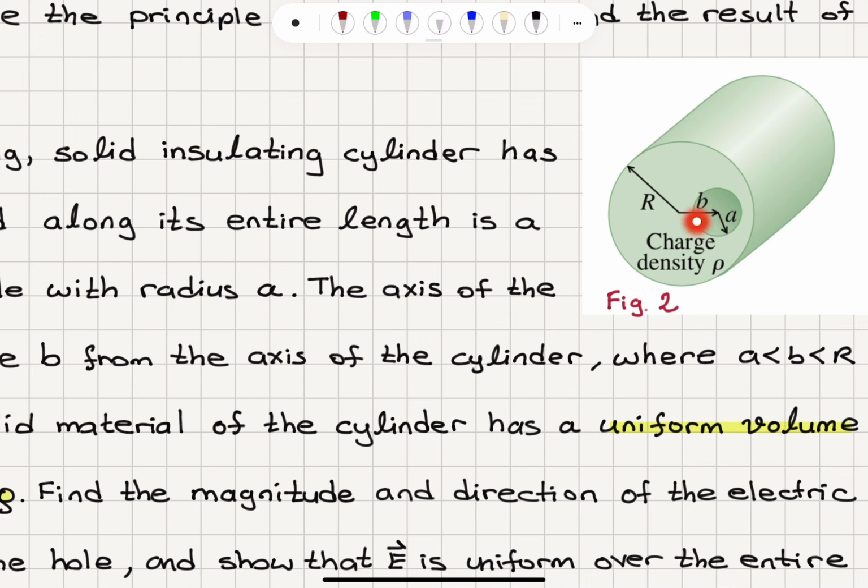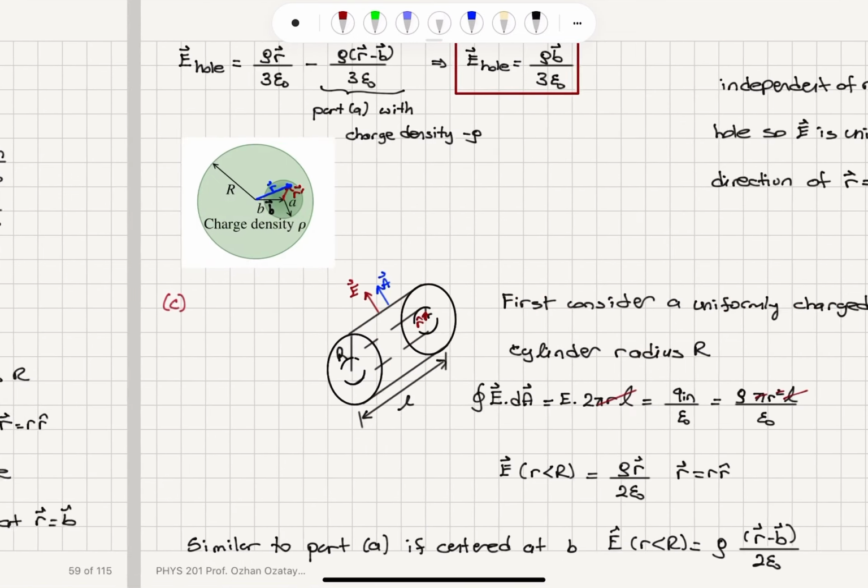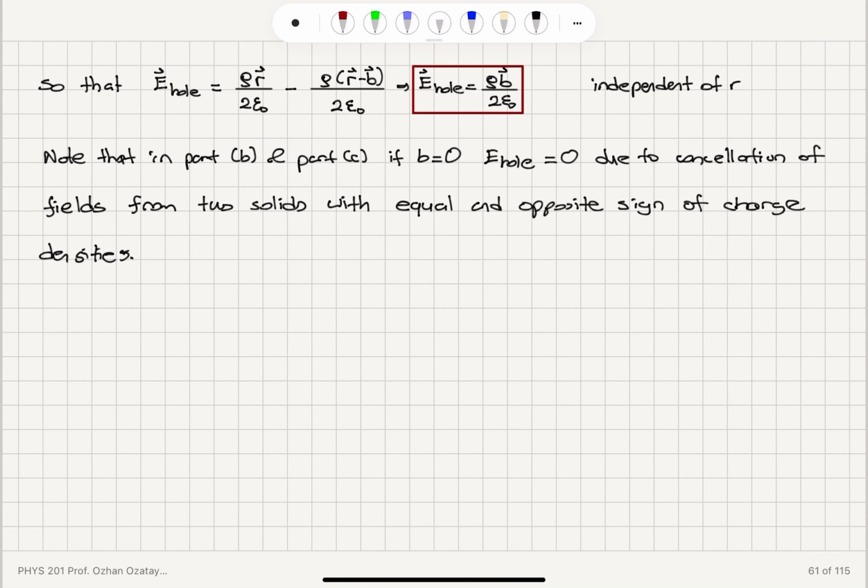cylinder with radius less than a, you would see that there is no charge inside, and that means we should have 0 electric field. The same is true for this spherical charge distribution. So the electric field inside the hole is 0 due to cancellation of fields from the two solids with equal and opposite sign of charge densities.